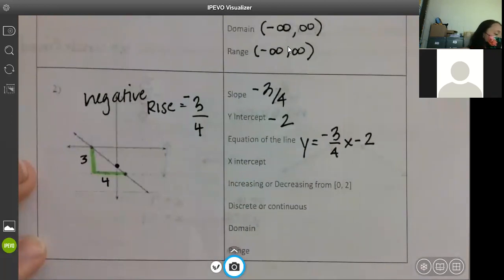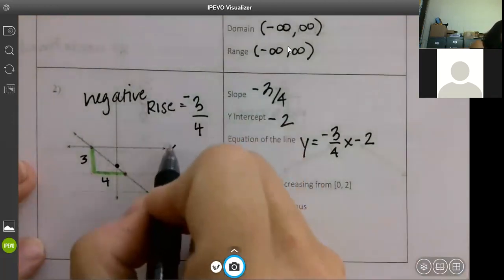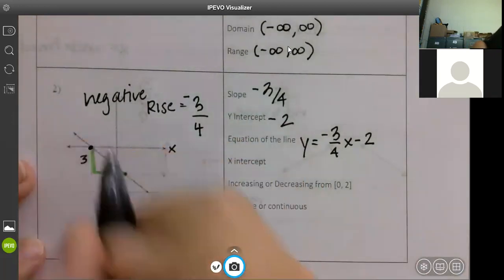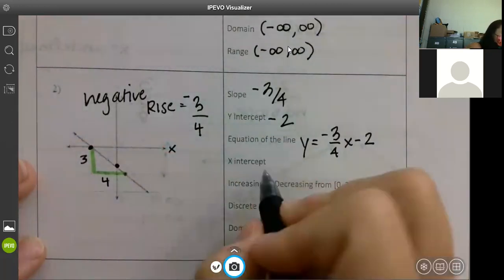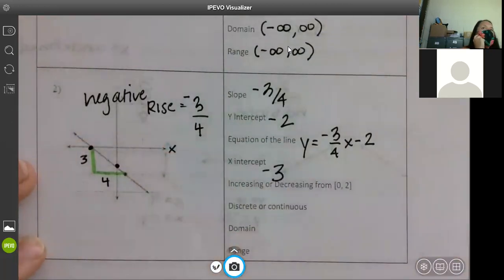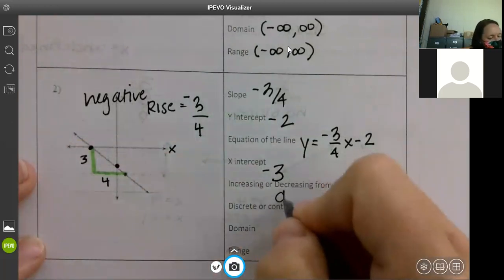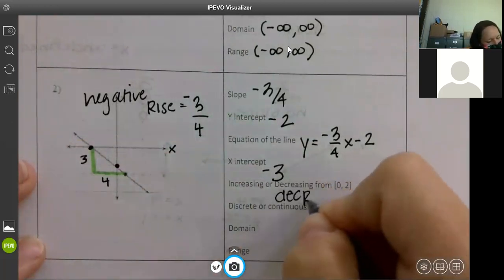X-intercept is where it crosses the x-axis. So remember, this is your x-axis. We're going to find it crosses right here, and it is at negative 3. Is this one increasing or decreasing? Why is it decreasing? It is negative.